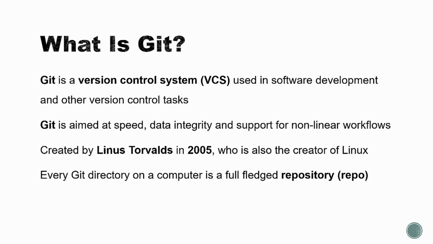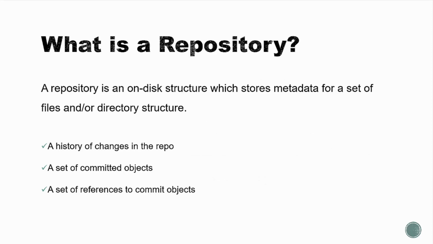It was created by Linus Torvalds in 2005, and that name may sound familiar because he's also the one that created the Linux operating system. So every Git directory on a computer is essentially a full-fledged repository, also called a repo. Now, a repo or a repository is an on-disk structure which stores metadata for a set of files or a directory structure. And some of the metadata that a repository may include is a history of changes, a set of compiled objects, and a set of references to commit objects.